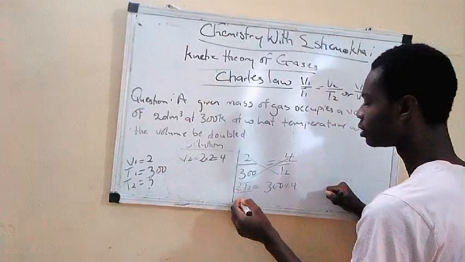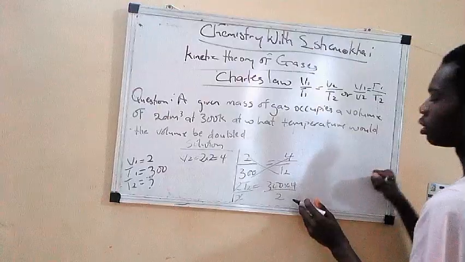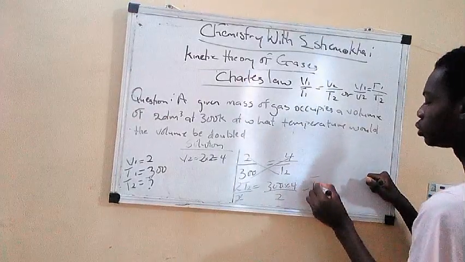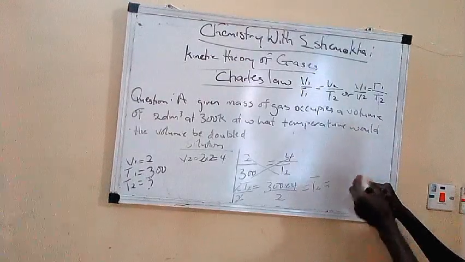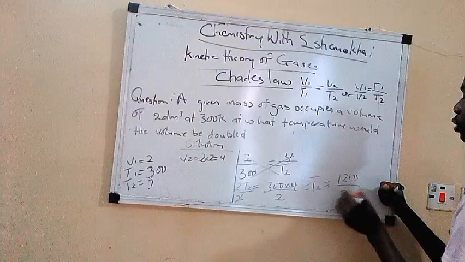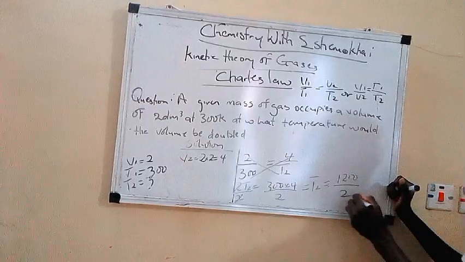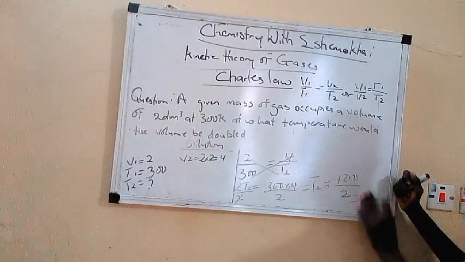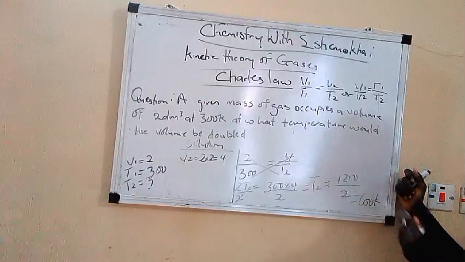Divide both sides by 2. 2 cancels 2 over 2. Our T2 will now be what? T2 equals 300 times 4, which gives us 1200 over 2. 1200 divided by 2 will give us 600 Kelvin.